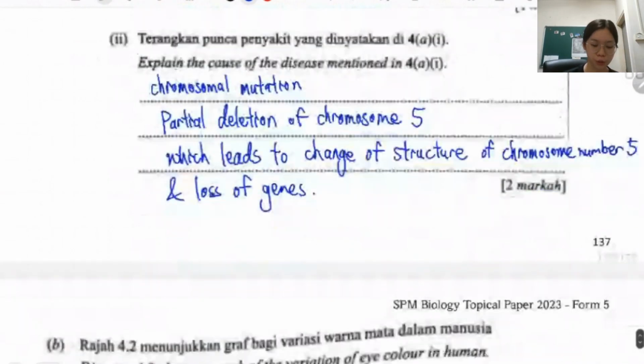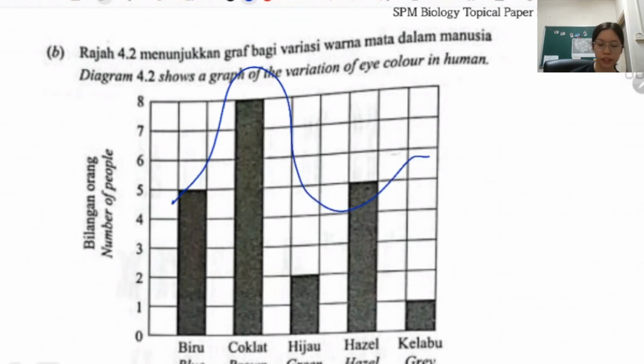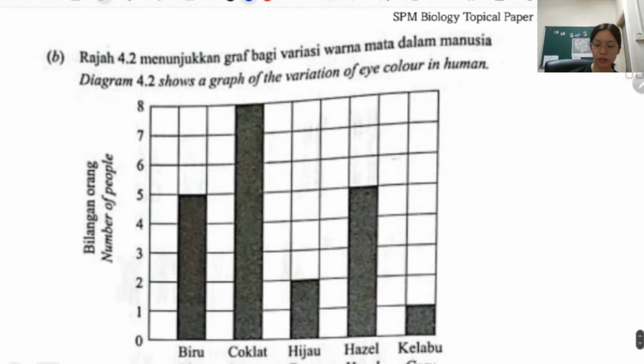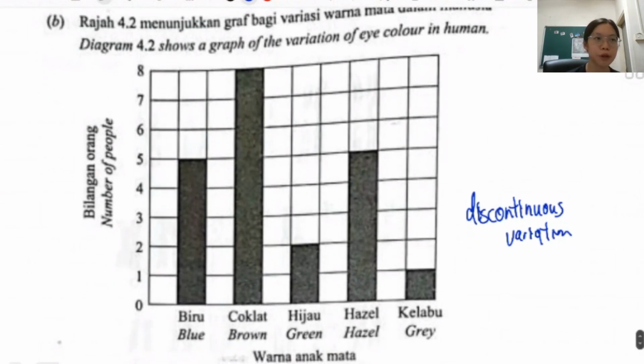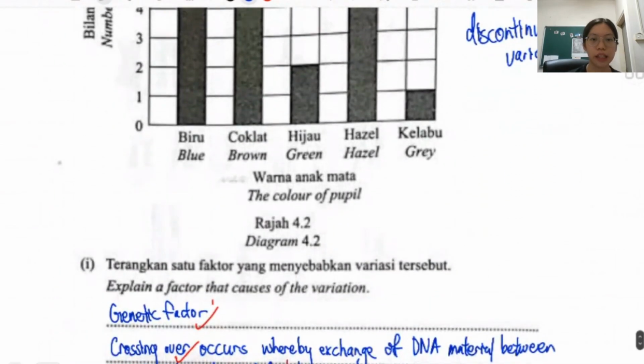Okay, moving on to this part, variation of eye color. This variation is presented in bars, right? A bar graph. So there is no presence of intermediate characteristics like a bell-shaped curve. So it is a discontinuous variation. Remember that discontinuous variation is only influenced by the genetic factor. Continuous is both genetic factor and environmental factor. So this is caused by genetic factor.